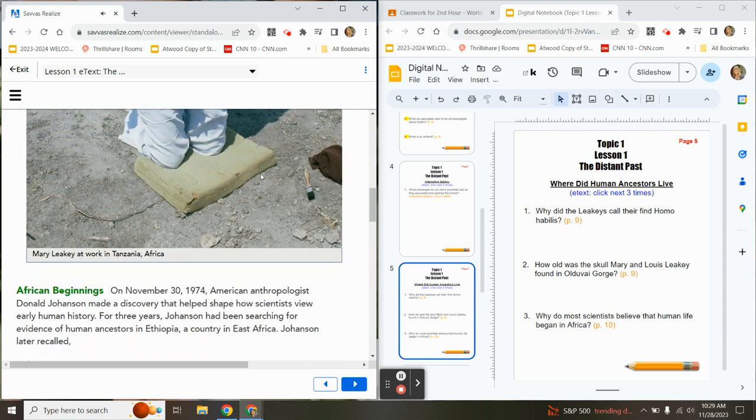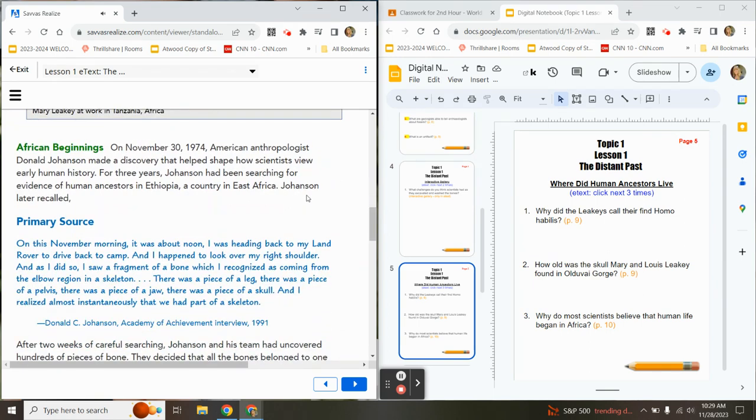African beginnings. On November 30th, 1974, American anthropologist Donald Johanson made a discovery that helped shape how scientists view early human history. For 3 years, Johanson had been searching for evidence of human ancestors in Ethiopia, a country in East Africa. Johanson later recalled, primary source.